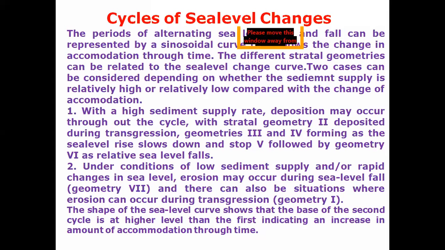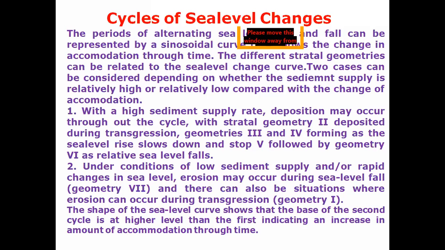Under conditions of low sediment supply and or rapid changes in sea level, erosion may occur during sea level fall, geometry 7, and there can also be situations where erosion can occur during transgression, where the rise of sea level is very quick, rapid, and there is not enough sediment supply.